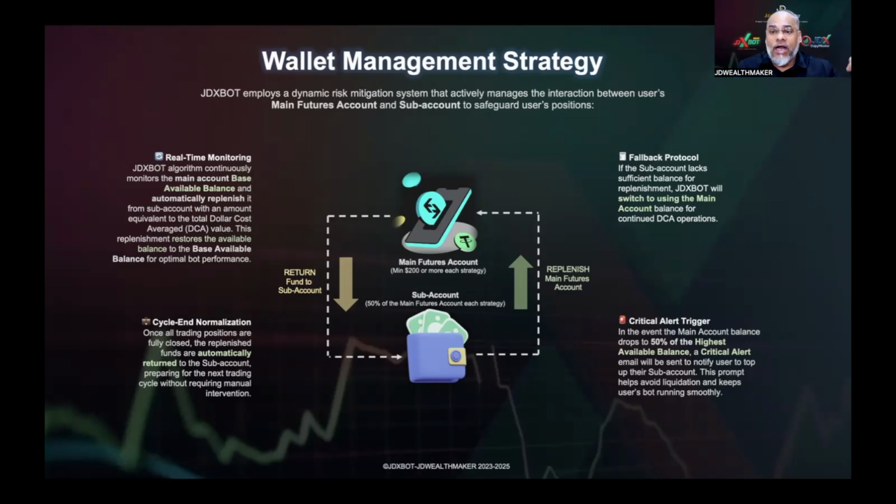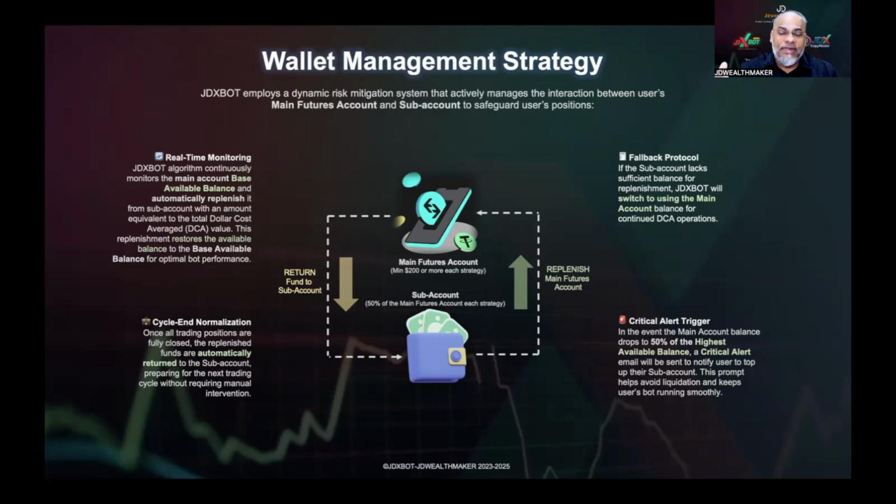So this is the reason why I always mention to the users, don't just put 50% minimum. If there's $200, you can put another $200 in your sub account. If your main account is $1,000, you may want to put another $1,000, because that actually protects your main account and makes sure your bot is delivering maximum performance. I hope this is clear. This is what makes JDX Bot completely different from all the other bots that you see out there, because we actually go the extra mile to protect and safeguard our users' positions.